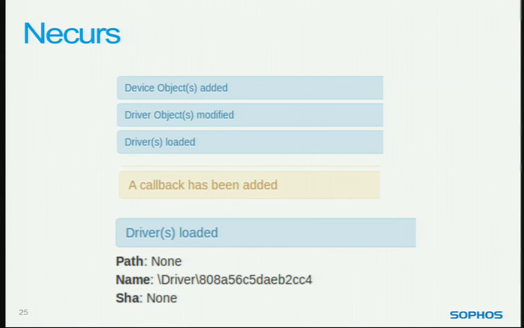Running it through our system, we see a driver has been loaded, a driver object's been modified, and a callback's been added. Now, if we look at the driver that's been loaded, we have a name, but we do not have a path, and we do not have a SHA. The reason for this is that our system can't access the file on disk, and the most likely reason for that is because it's been hidden.